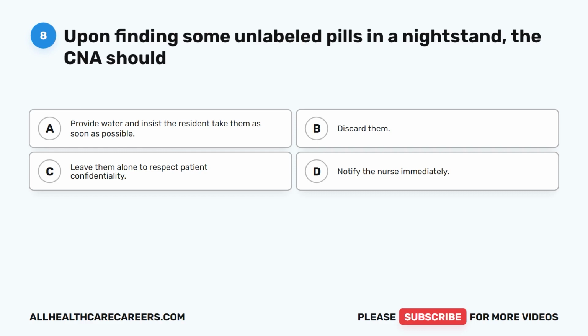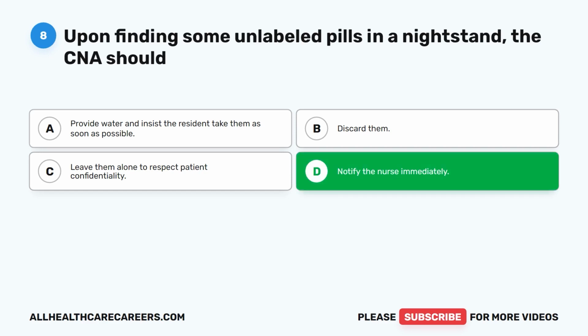Upon finding some unlabeled pills in a nightstand, the CNA should: A. Provide water and insist the resident take them as soon as possible. B. Discard them. C. Leave them alone to respect patient confidentiality. D. Notify the nurse immediately. The correct answer is D.